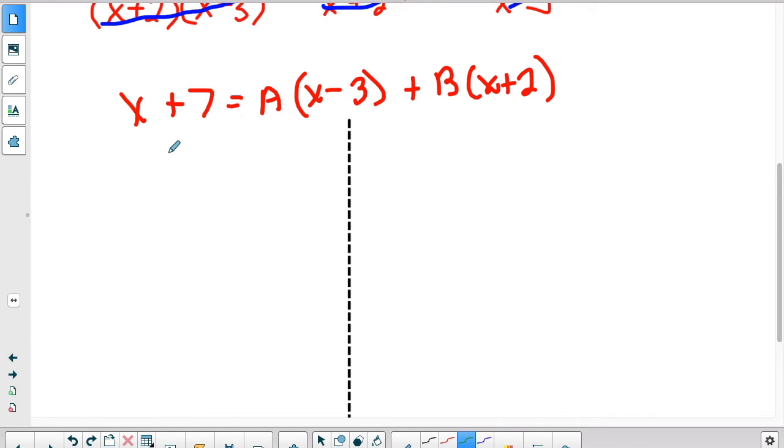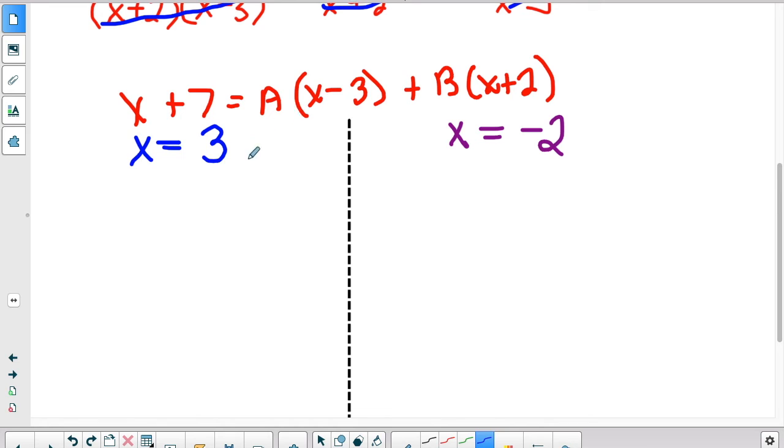Now what I'm going to do is pick a value for x over here, and I'm going to pick two different values. The first value I'm going to pick is 3, and the other value I'm going to pick is negative 2. Now these values aren't picked at random. I'm not randomly picking 3 and negative 2. There's a reason for it.